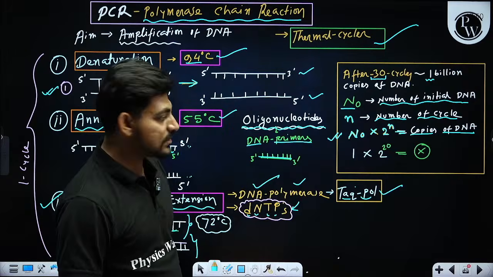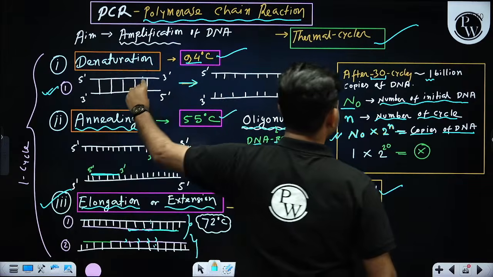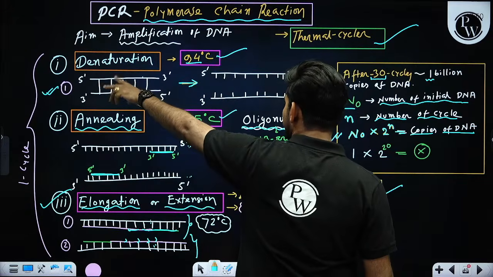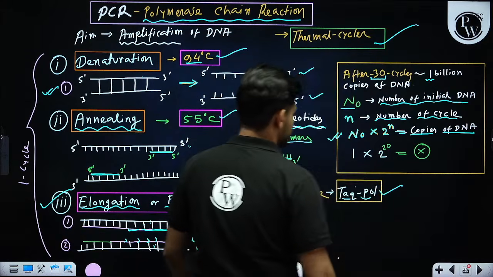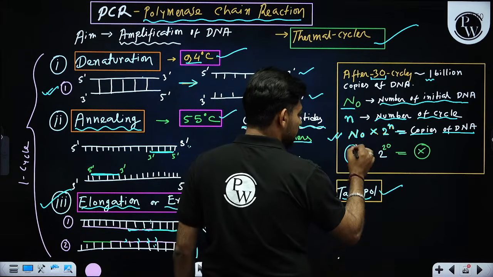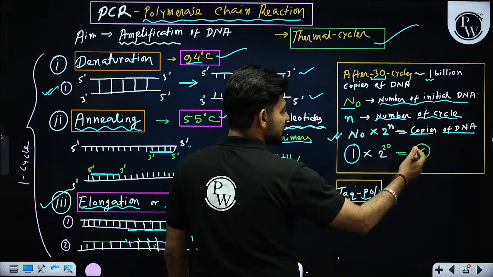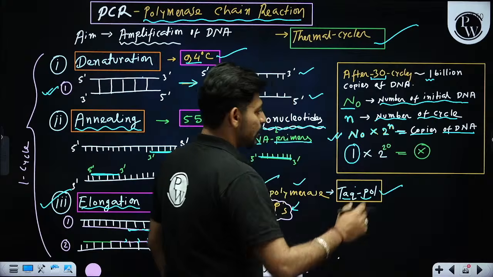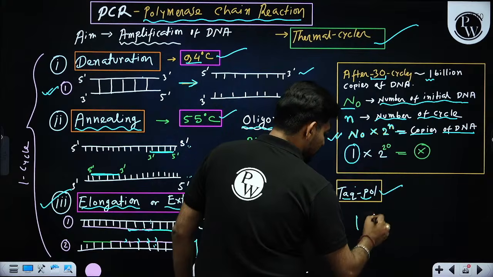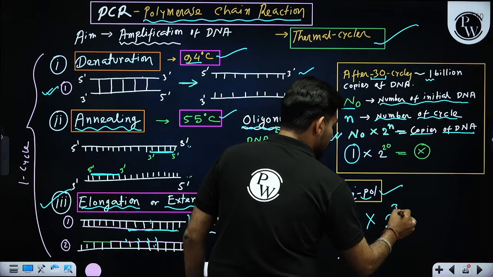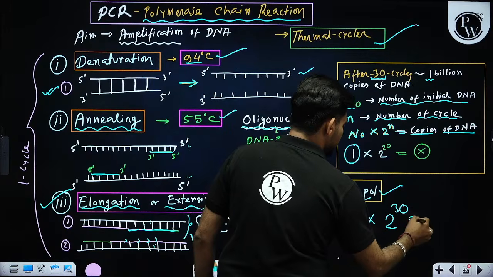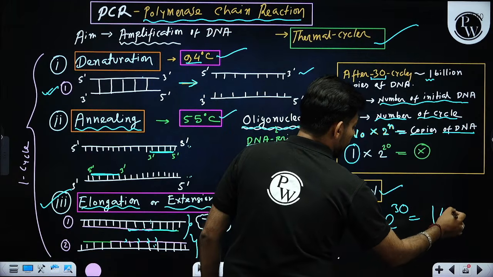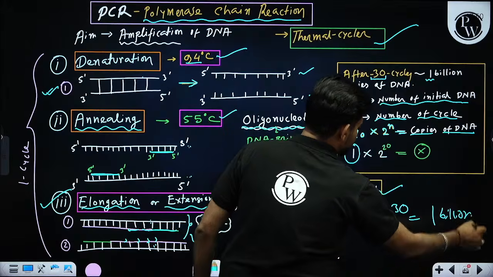So as for the initial DNA, how many strands we had taken, only one double stranded DNA was taken. So N0 will be 1 here, and how many cycles, suppose you have to perform 30 cycles. So you have to multiply 1 with 2 to the power 30, and you will be getting near about 1 billion copies of DNA.